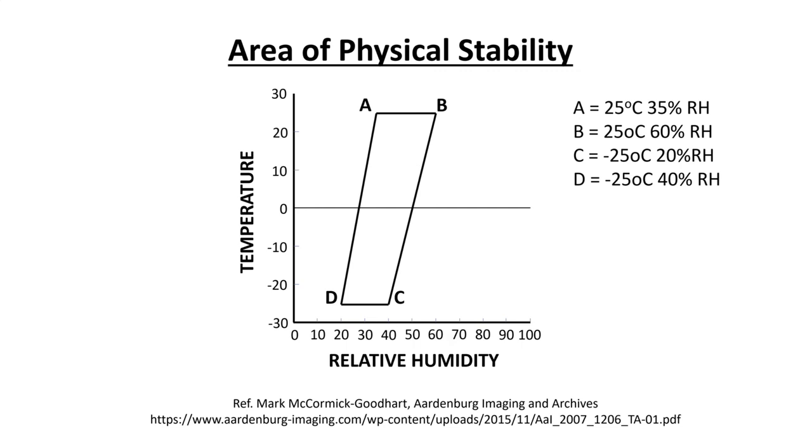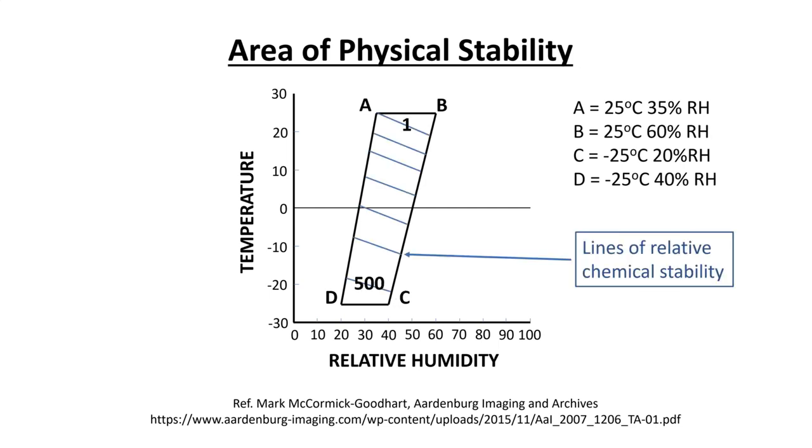Of course, if you move an object with no airtight enclosure from plus 25 degrees centigrade to minus 25 degrees centigrade within the physically safe area, you will get localized changes at the surface of an object, which will exceed the recommended maximum level of relative humidity. And later we'll look at how you get around that with cold storage.